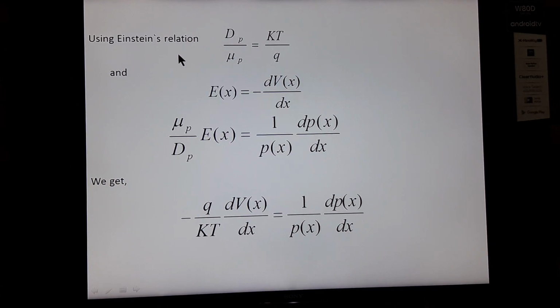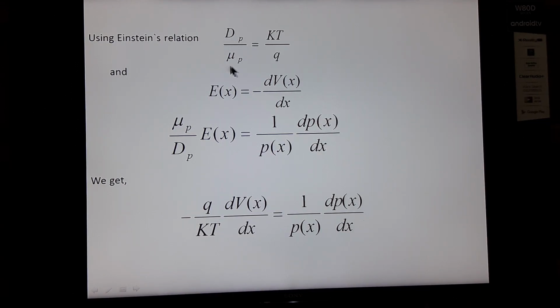Now, using Einstein's relation, that is the ratio of D_p to mu_p, where mu_p is the mobility parameter related to holes and D_p is the diffusion coefficient for majority holes, the ratio is equal to kT by q, where k is the Boltzmann constant, T is the ambient temperature of the material and q is the electronic charge.